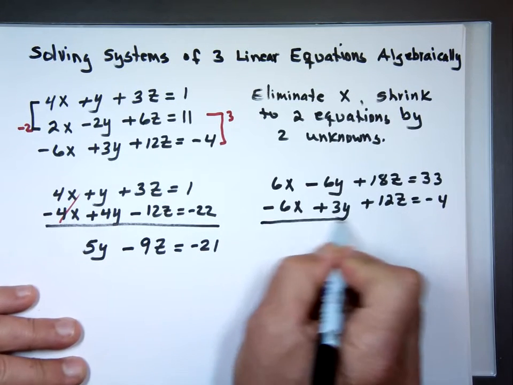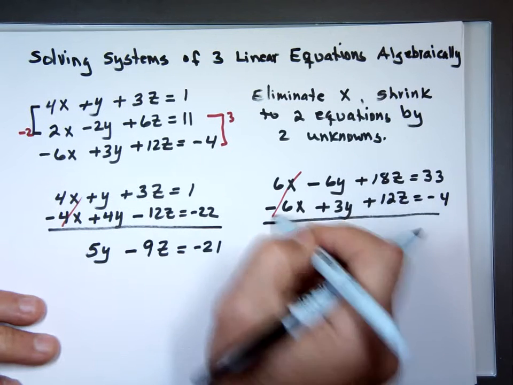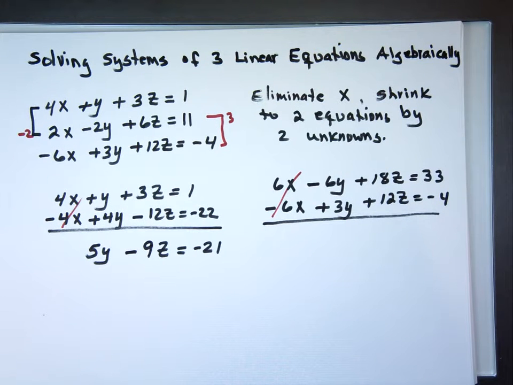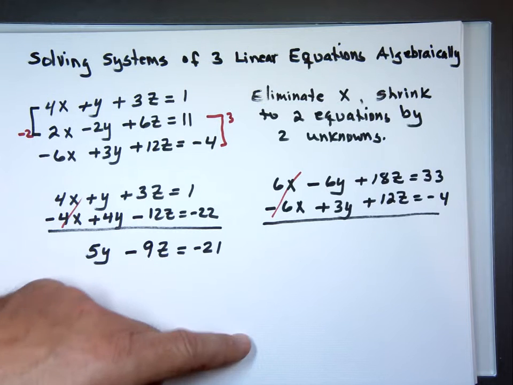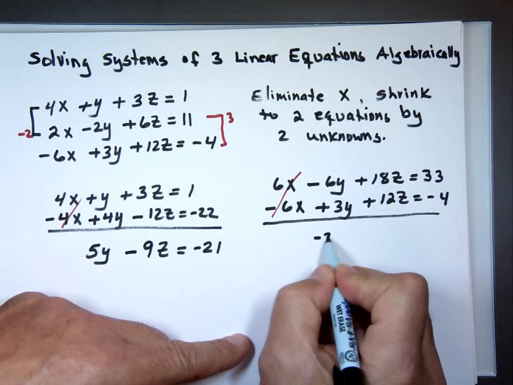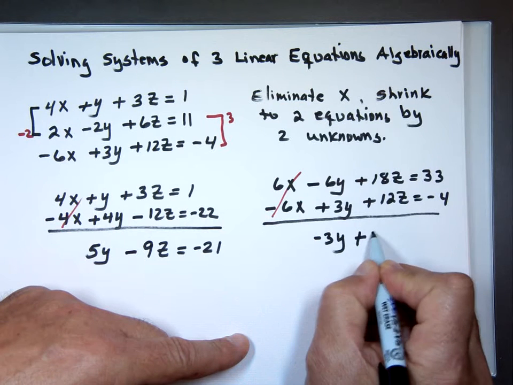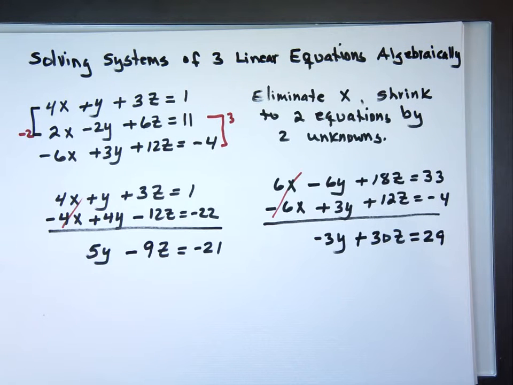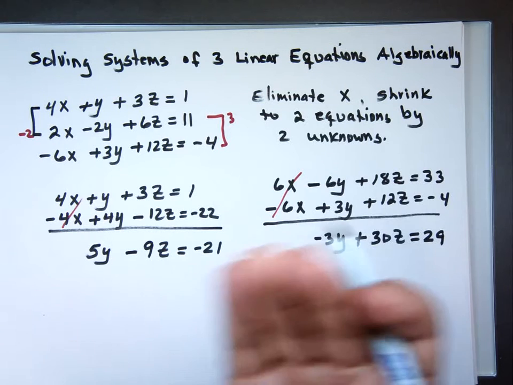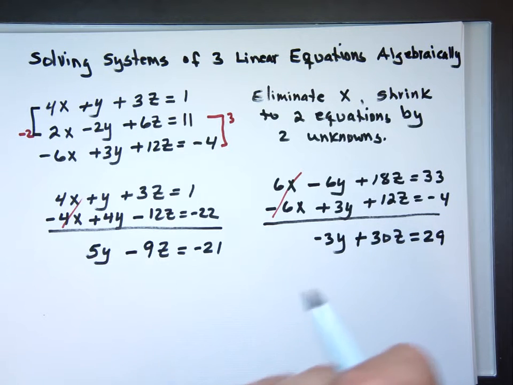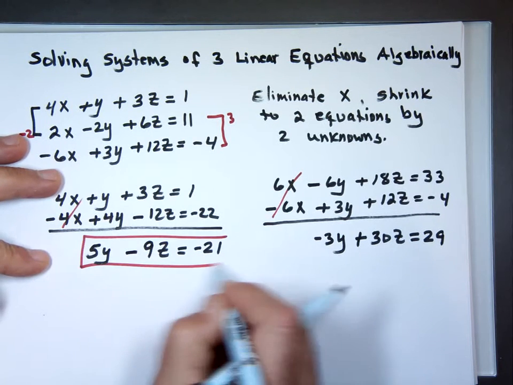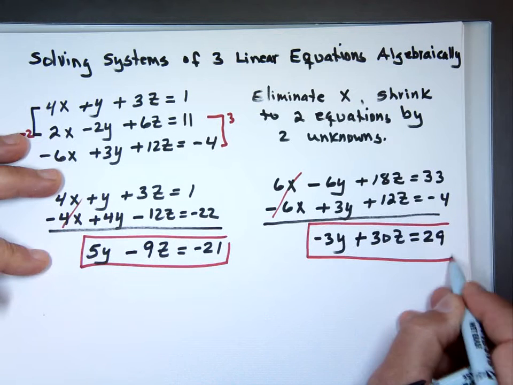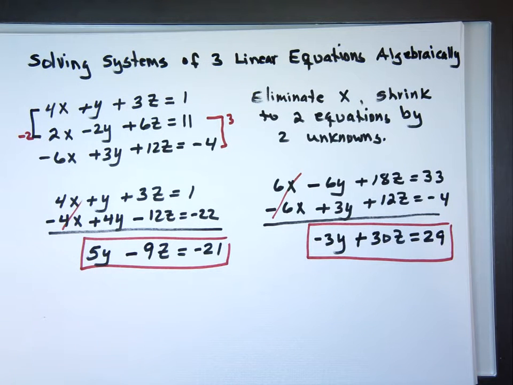And now let's add them. And what do you notice about the x's? Gone, because my goal was to eliminate x. So I got -6 plus 3, that's -3y, plus what? 30z equals what? 29? So I took the 3 equations by 3 unknowns, and I shrunk them now to 2 equations by 2 unknowns. There is one of them, there's the other one. And I can use any method I want now to solve those 2 equations by 2 unknowns.